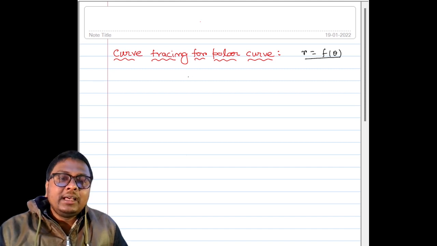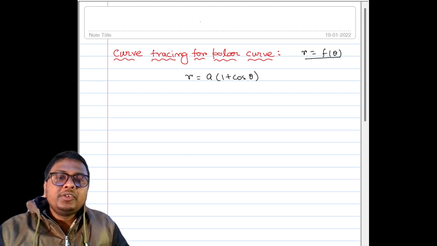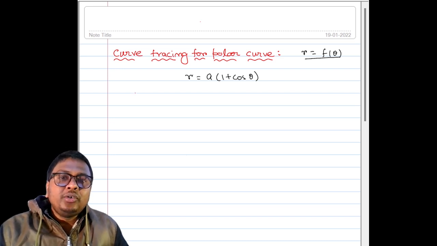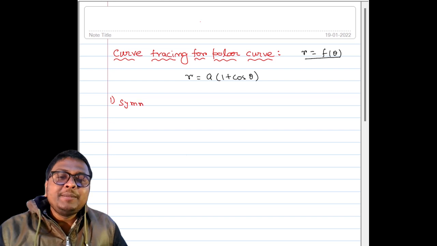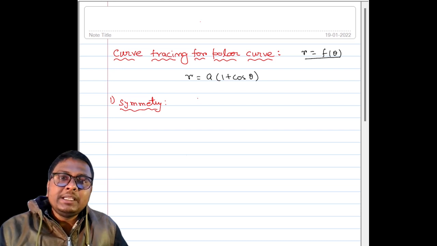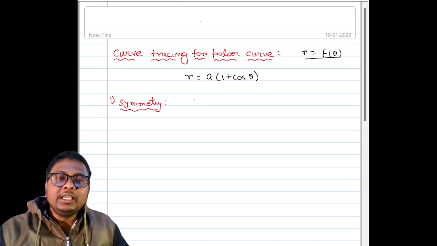The equation of the curve is r equals a into 1 plus cos theta. As we know, whenever we want to trace a curve, first we have to check the symmetry. The curve may be symmetric about the initial line, or symmetric about the perpendicular to the initial line, or symmetric about the pole. That you have to check.